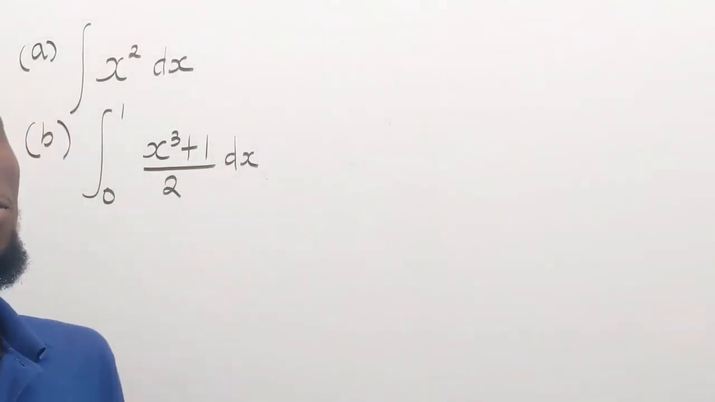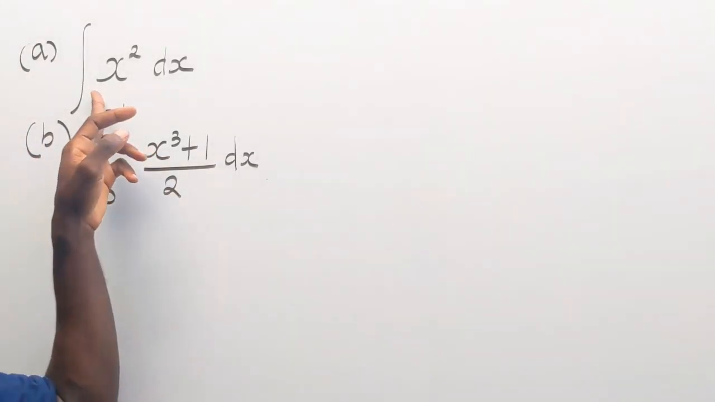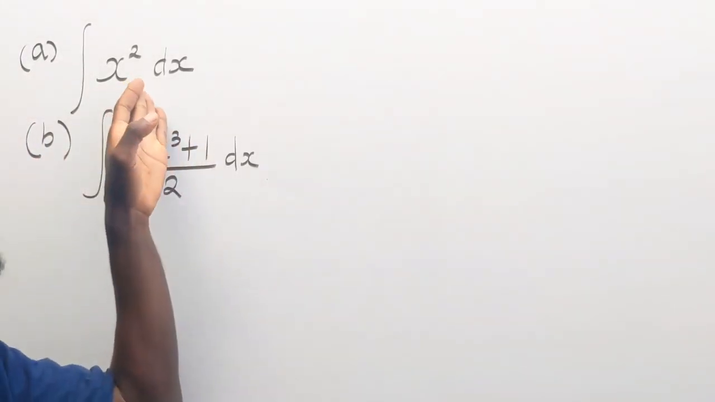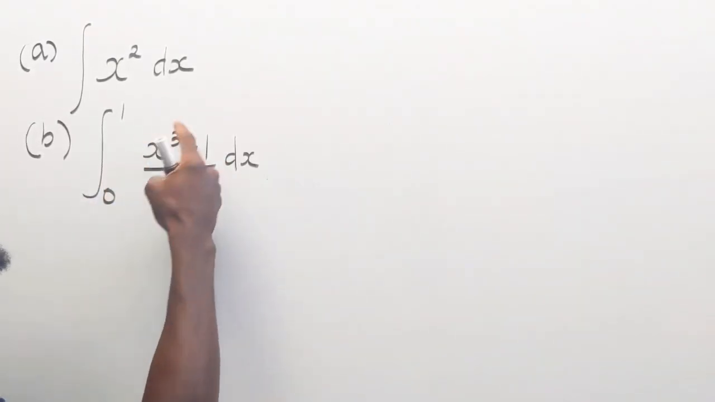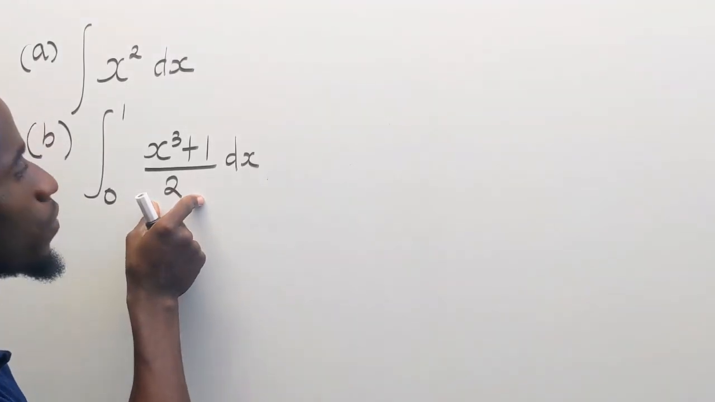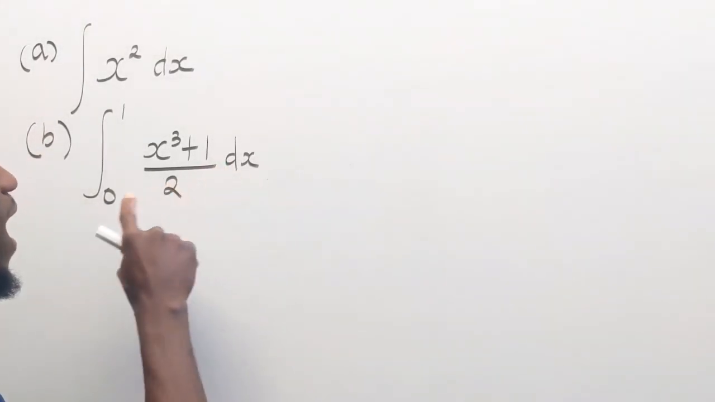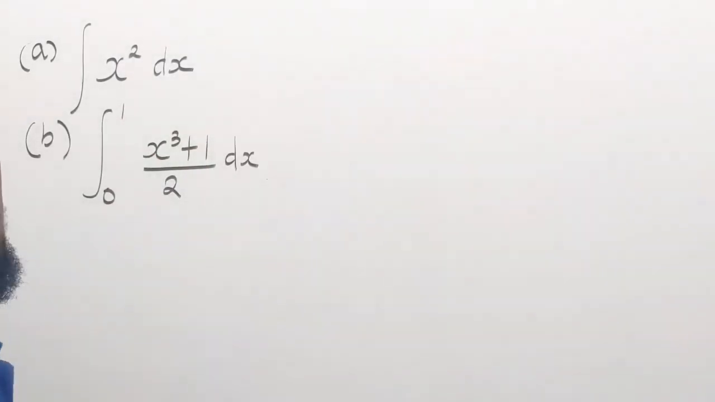In this video, I have two questions under integration which we need to work out. The first one is find the integral of x squared with respect to x. And the second one is the integral of (x to the power 3 plus 1) divided by 2 with respect to x as we move from 0 to 1 in terms of limits.